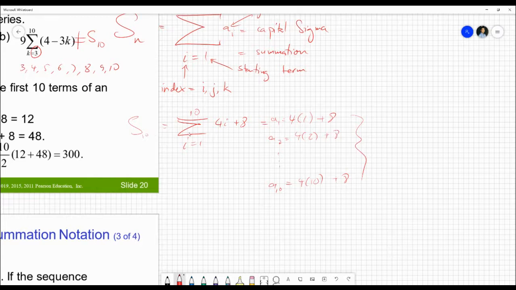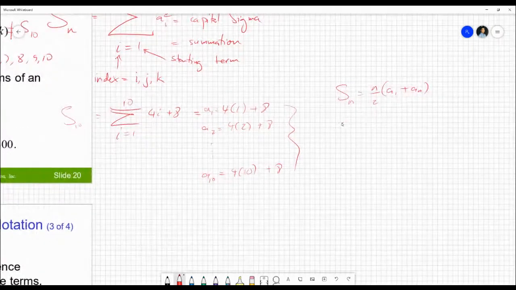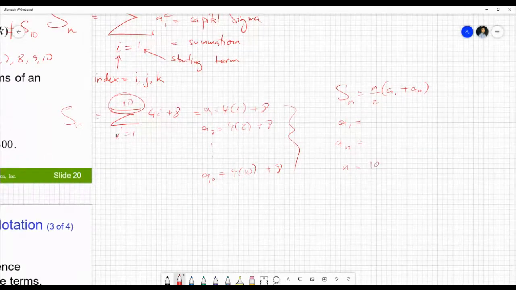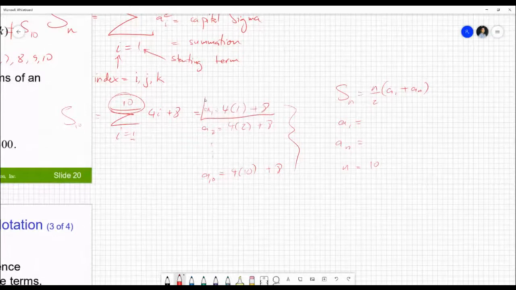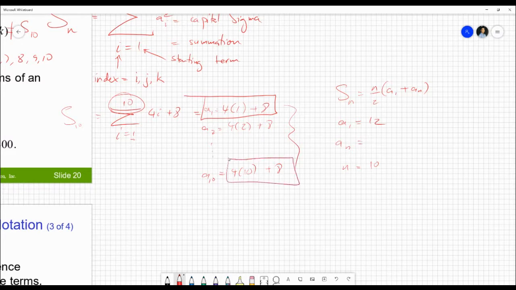Now we have a formula for this, so we don't have to do this one by one. All we have to do is find out using the formula. So S_n is equal to n divided by 2, times A1 plus An. So all we have to do is find A1, we have to find An, and what is n? Well, we know n here is 10 because it starts at 1, so we only have 10 terms. A1, plug in 1 right here. So we have 12. An, so plug in 10, which we have right here. So we have 48.